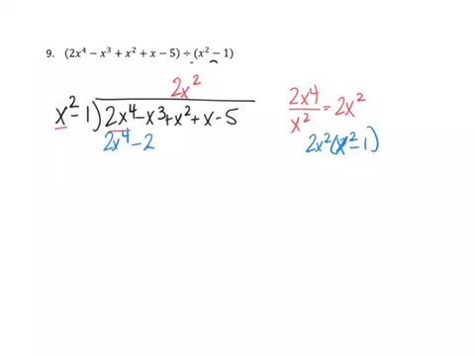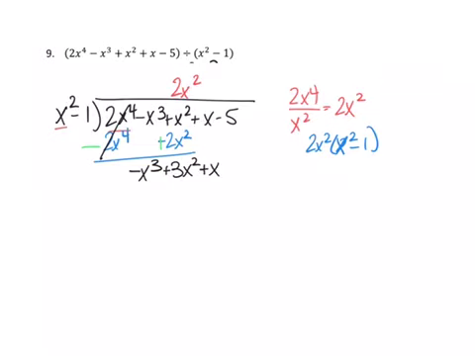So we get 2x to the 4th minus 2x squared. Well, I don't have an x cubed term, so I need to put the minus 2x squared under the x squared so I don't end up adding the wrong terms together. Then we're going to subtract, and we get negative x cubed, because that's 0, plus 3x squared, and we're going to bring down the plus x.